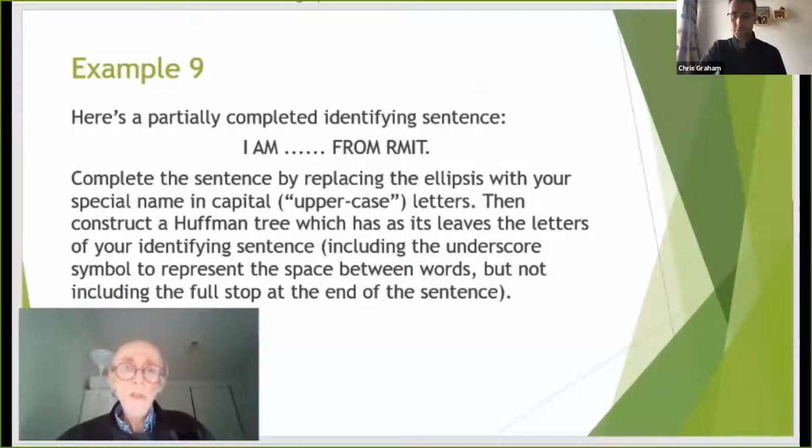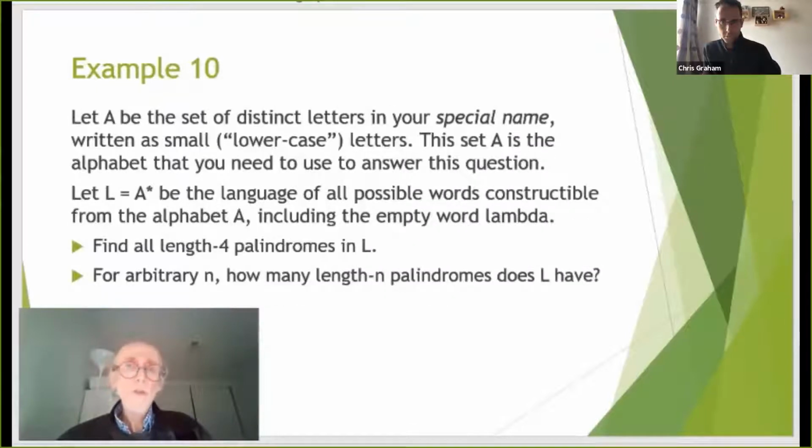Then they had to insert that in a partially completed sentence to get something like, I am someone from RMIT, and use that sentence to construct a Huffman tree then a Huffman code, and then to encode the sentence. They also had to use their special name to create an alphabet and use that alphabet to create palindromes of various lengths, or to work out how many palindromes of a specific length there might be.